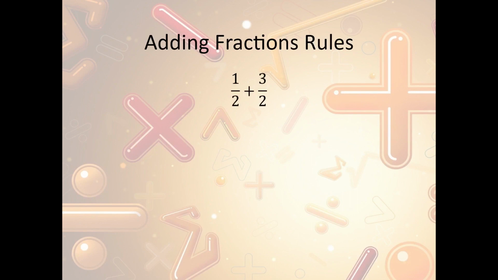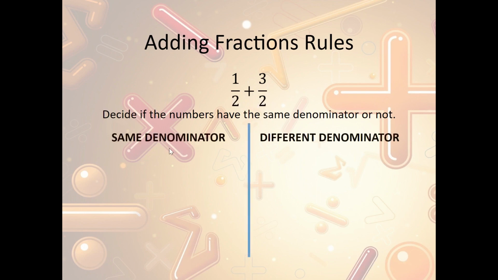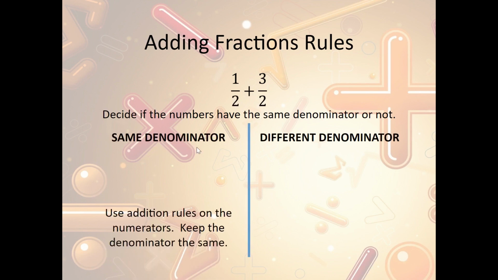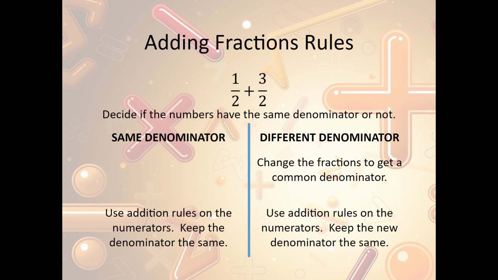Now let's look at our rules for adding fractions. So first thing we have to decide is, do they have the same denominator or not? So does this number match this number? Well, in this case we can see that they do. They're both 2. So if they have the same denominator, we're going to use the addition rules on the numerator, so we're going to add the numerators and keep the denominators the same. So this will be 1 plus 3, and we'll leave the denominator as 2. If we have different denominators, we're going to change the fractions to get a common denominator, and then we're going to use our addition rules on the numerators and keep the new denominator the same.